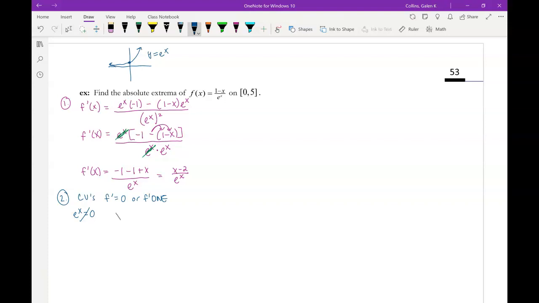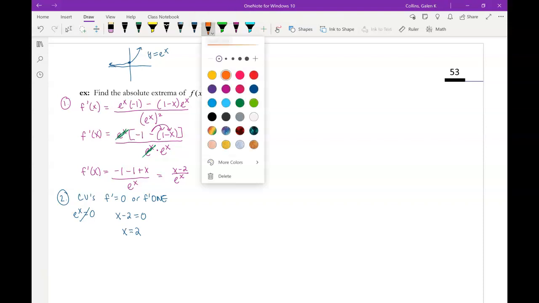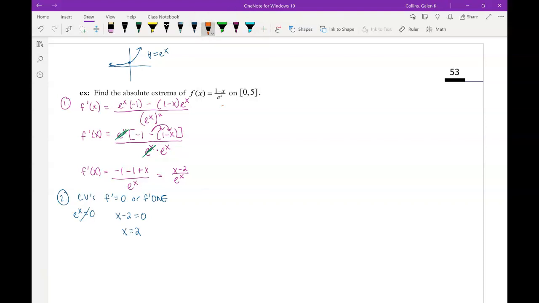So now I just want to consider x minus 2 equals 0, because if the numerator of my derivative is 0 and the denominator is not, then that's a place where f prime is 0. So when x equals 2, f prime, our derivative, is 0. So x equals 2 is the only critical value that we get. All right, so now we said we want to make a table. So not a number line, but a table of values.